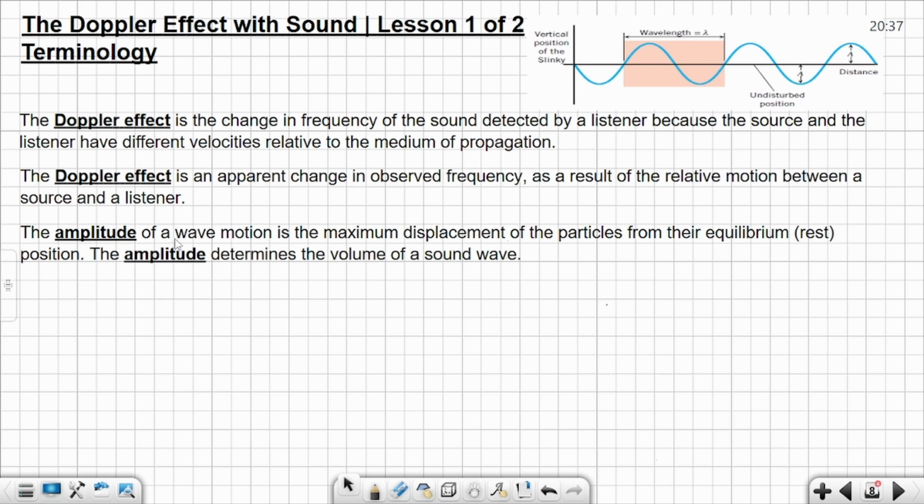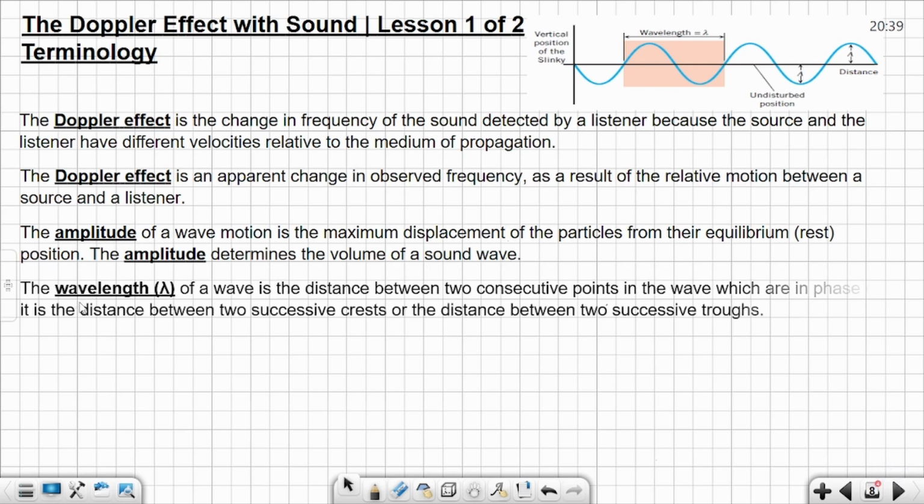The amplitude of a wave motion is the maximum displacement of the particles from their equilibrium position. So you have the amplitude. This is the equilibrium position or the rest position, known as the undisturbed position. So from there to the crest, as we've seen previously, or from there to the trough below. So from the undisturbed position to the crest, or from the undisturbed position to the trough, the height or the distance is known as the amplitude. And the amplitude determines the volume of a sound wave.